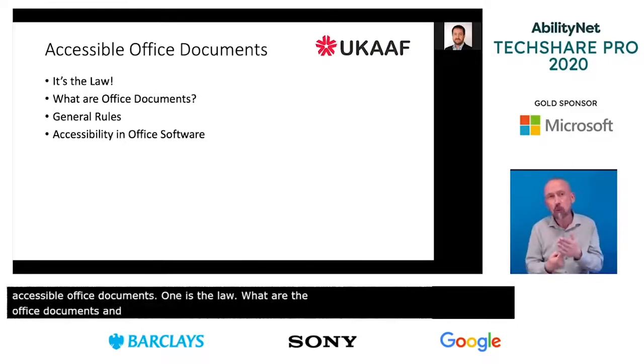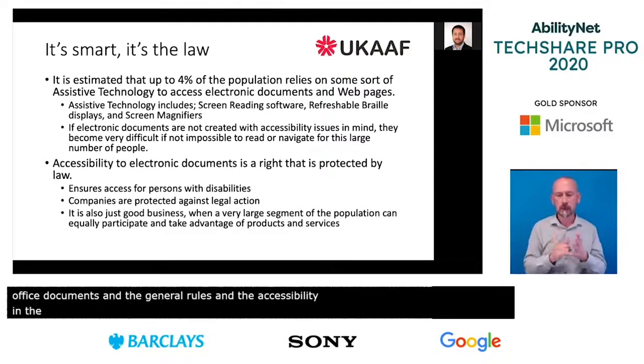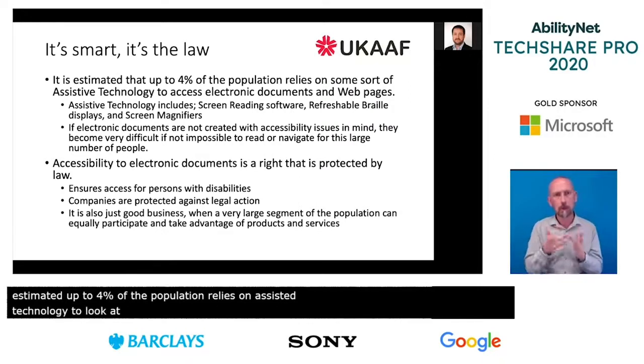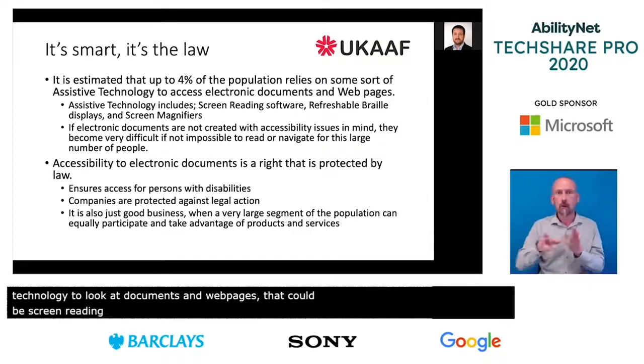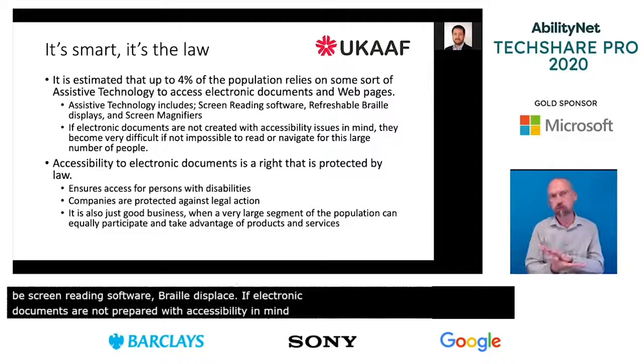So to cover it to start with, we have to realize that it's estimated that up to 4% of the population relies on some sort of assistive technology to look at electronic documents and web pages. So it could be screen reading software or braille displays or screen magnifiers. If electronic documents aren't created with accessibility in mind, they become extremely difficult, if not impossible, to read or navigate by a large number of people.